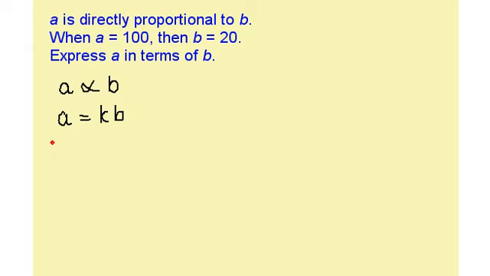We're told that A is 100 and we're told that B is 20. So here we need to write K times 20, which we usually write as 20K. To work out K, we are going to do 100 divided by 20, which is 5. So K is 5. We now need to express A in terms of B. So we're going to look at this part here. A equals, we now know that K is 5, so A equals 5B.